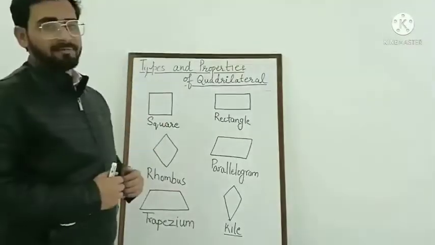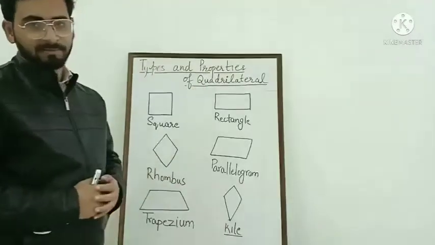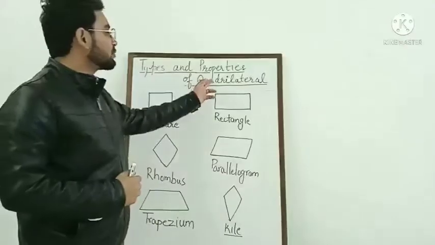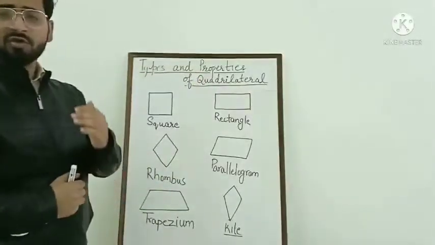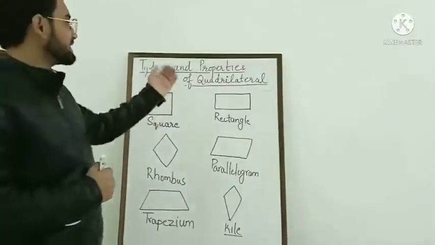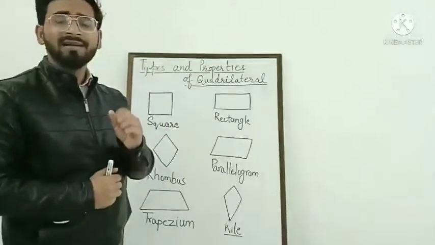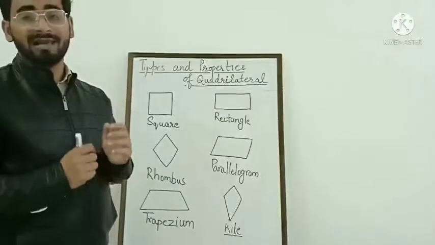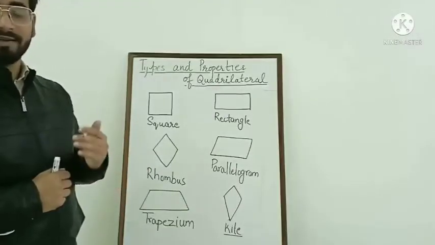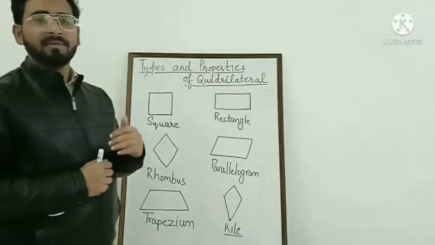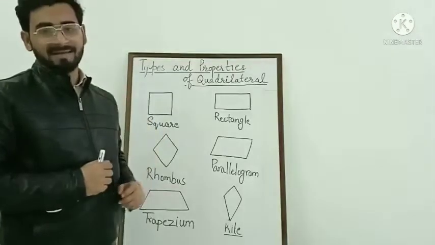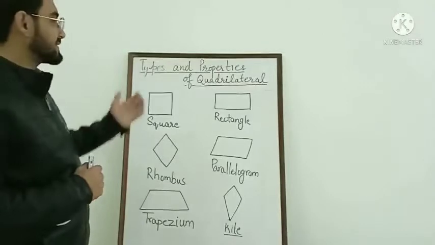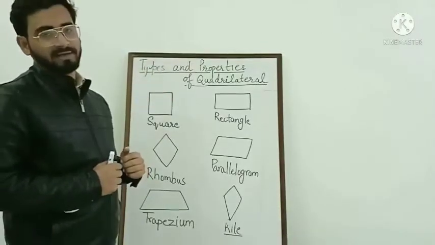We are going to discuss a very important topic of mathematics, that is types and properties of quadrilateral. First of all we must know what is quadrilateral. In simple words, a quadrilateral is a closed figure made up of four line segments. So the topic which we are going to discuss is types and properties of quadrilateral.